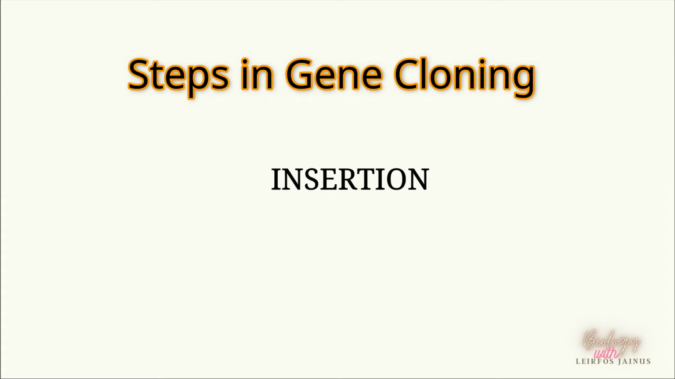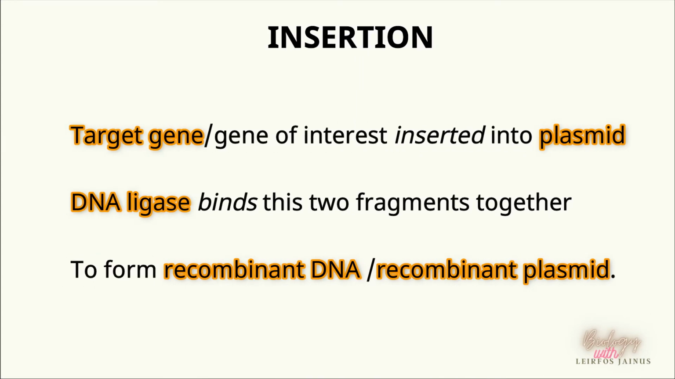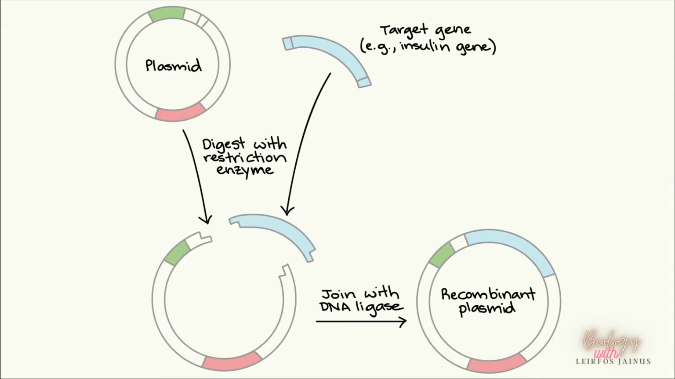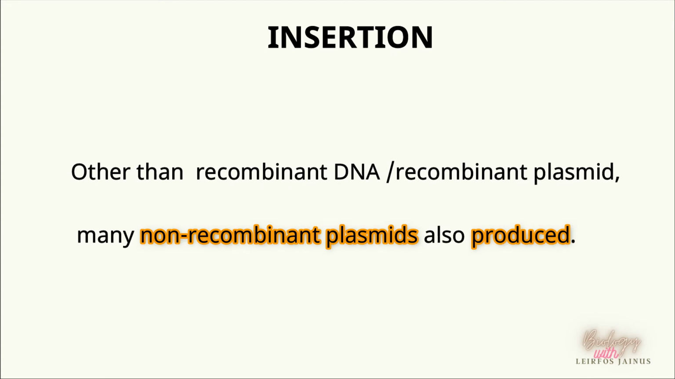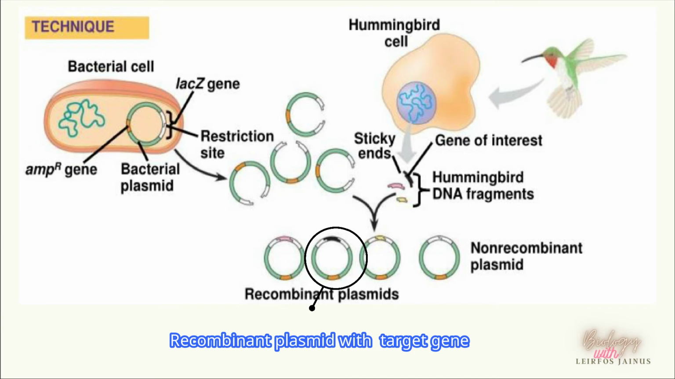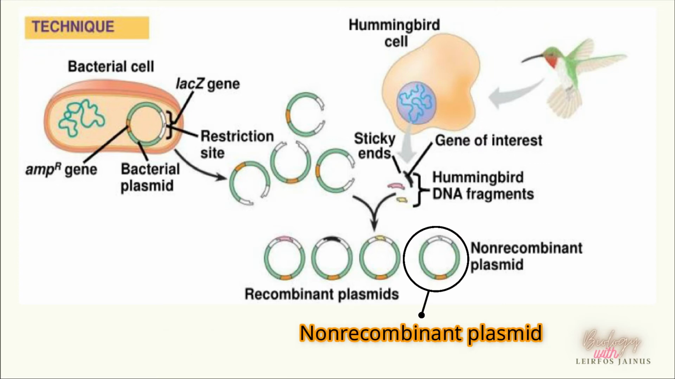Step number 3 is insertion, in which the target gene or gene of interest is inserted into the plasmid and then sealed by DNA ligase to form recombinant DNA or recombinant plasmid. To complete the insertion step, DNA ligase will seal the phosphodiester bond of target gene and plasmid to form recombinant plasmid. Other than recombinant plasmid, the insertion process also will allow formation of non-recombinant plasmid. During insertion, some of the plasmid will form recombinant plasmid without target gene, and some will form recombinant plasmid with target gene, while the others will form non-recombinant plasmid.